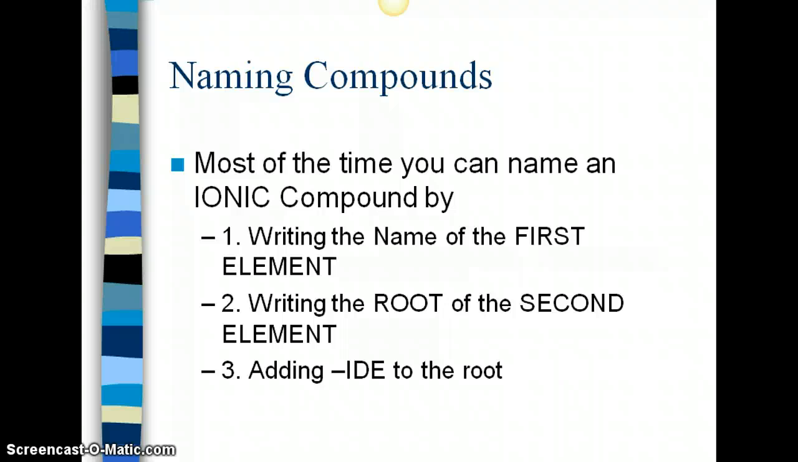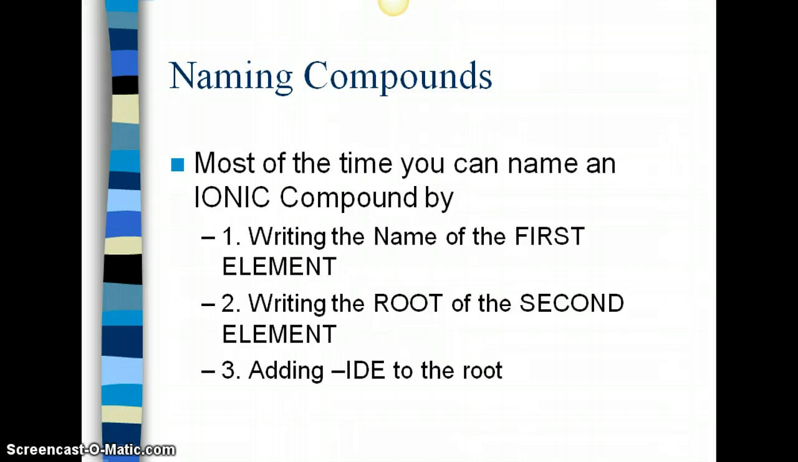Most of the time you can name an ionic compound by the following steps. There are 3 steps we'll look at. First, write the name of the first element. Pretty simple. There's nothing you have to do to it. Step 2, write the root of the second element.